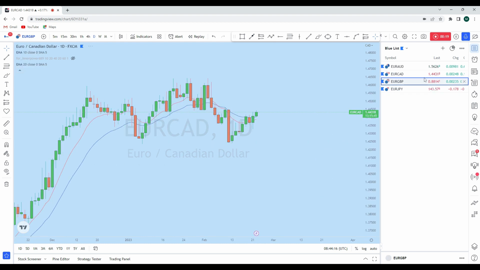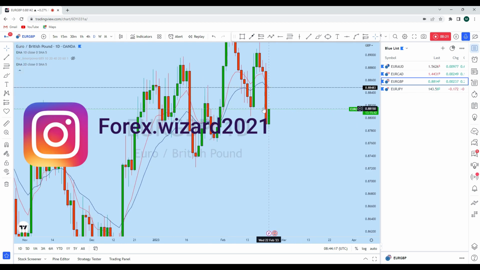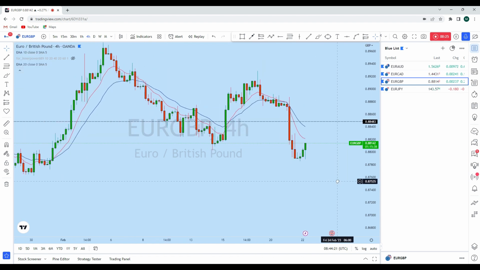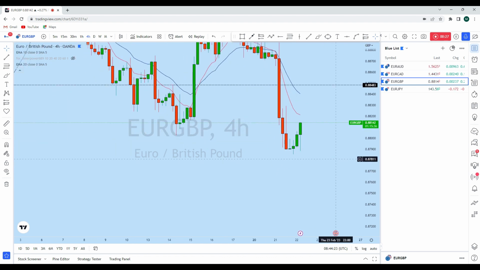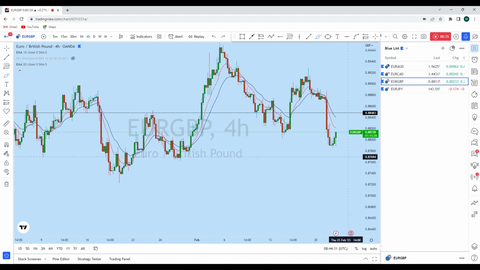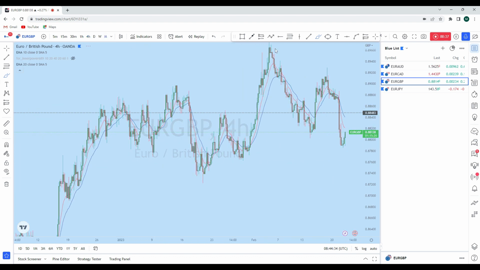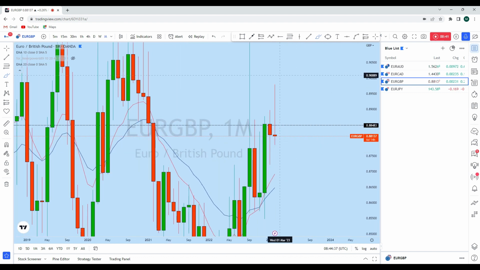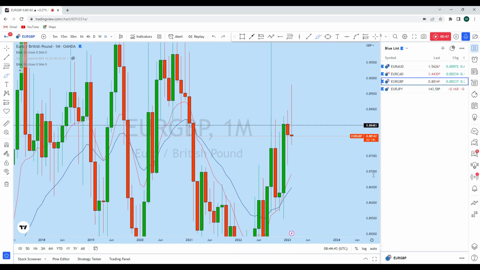Looking first at Euro GBP, from the 4 hour perspective, there was a strong drop from this level. With the drop, Euro GBP has dropped to this monthly level of support. If we look at the monthly perspective, from this monthly resistance there was a strong rejection to the downside in Euro GBP.